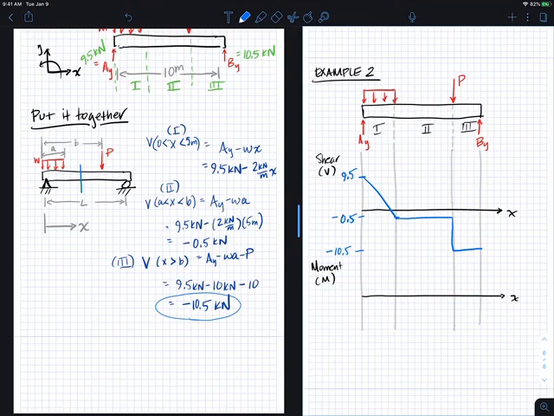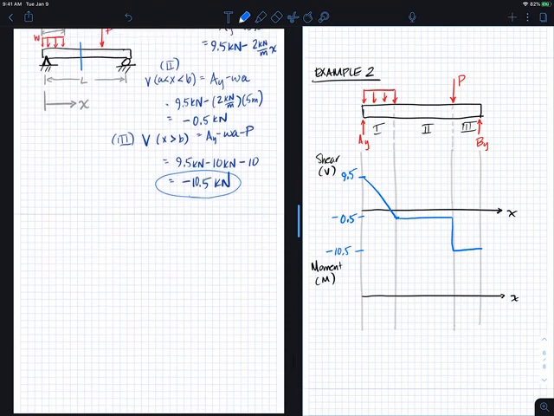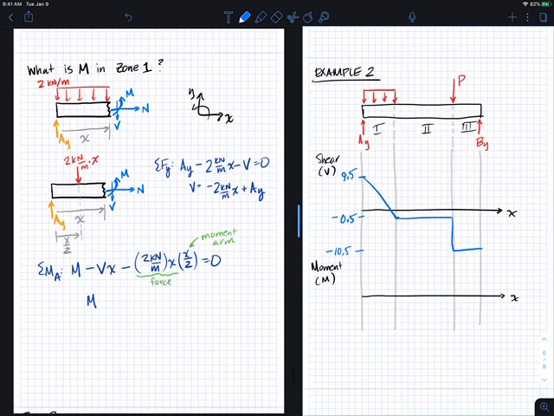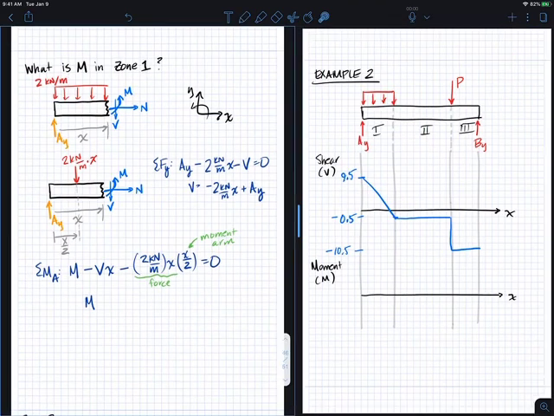Now we can come back and take a look at the moments and see what's going on now that we have these equations set up. I had already started this, so all I've done is taken the free body diagram from the beginning for zone 1 and just repeated it here. And now what I've done is I've replaced this distributed load with a single equivalent force.